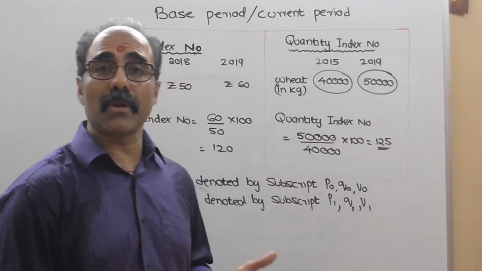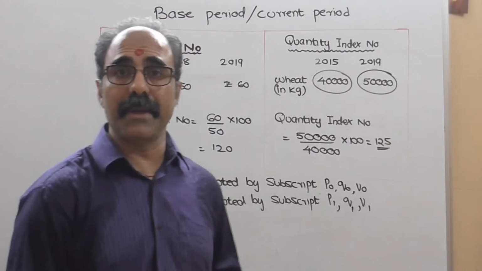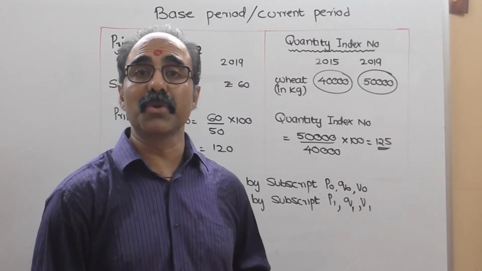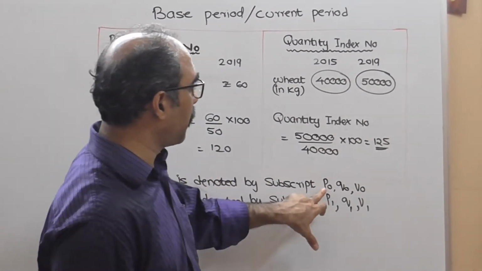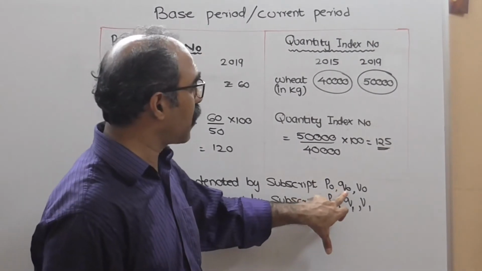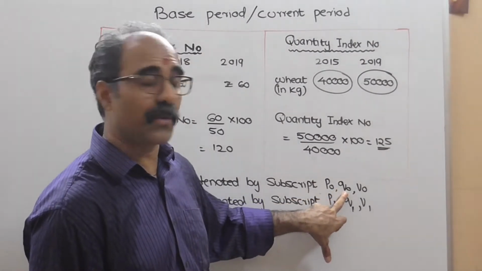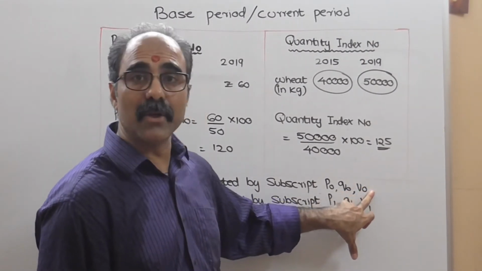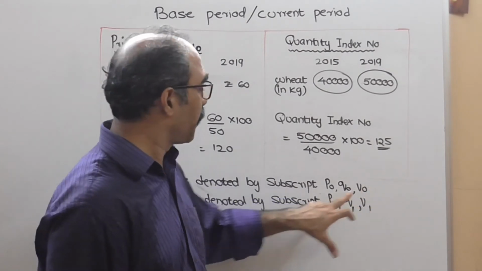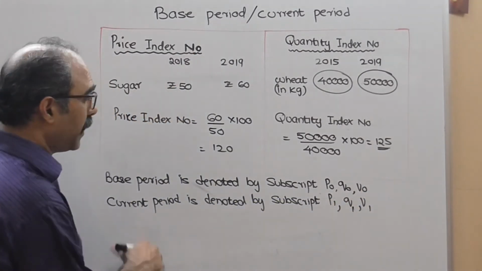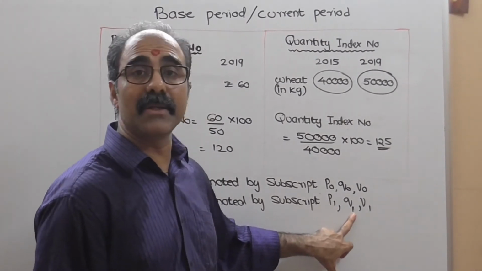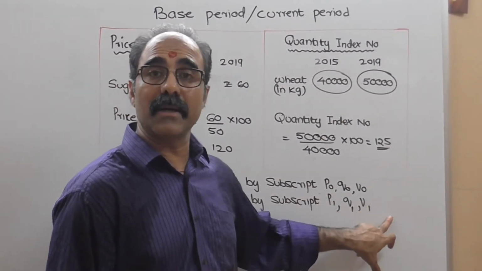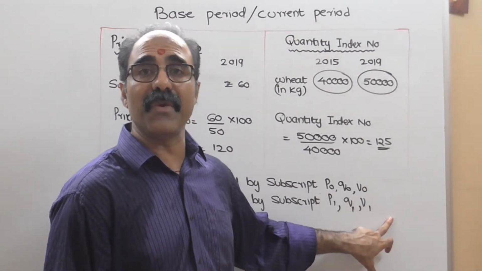Let us understand what are the notations used for base period and what are the notations used for current period. Base period price is denoted by P0. Base year quantity is denoted by Q0. Base year value is denoted by V0. Current period price is denoted by P1. Current year's quantity is denoted by Q1 and current year's value is denoted by V1.